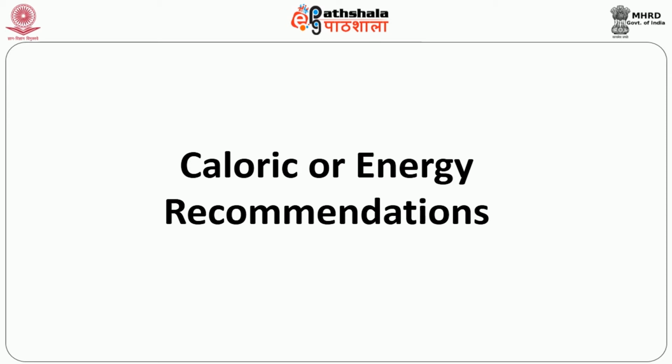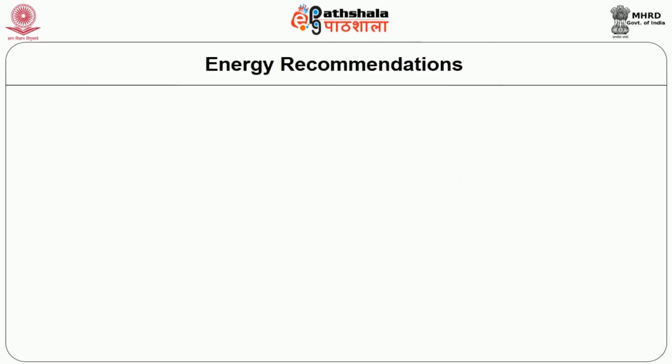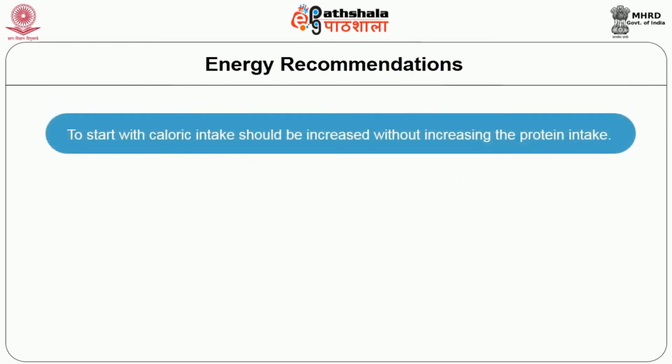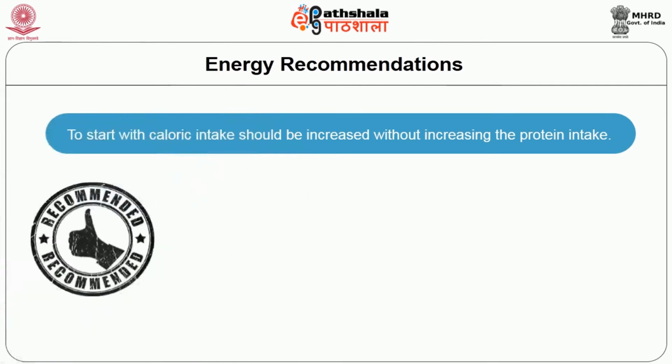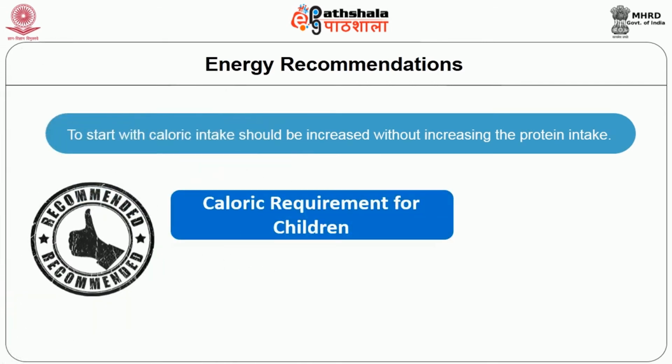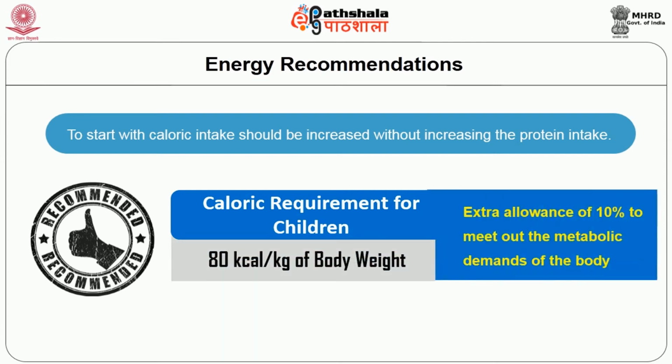Can we now move on to the caloric or energy recommendations? To start with, caloric intake should be increased without increasing the protein intake. The recommended caloric requirement for children is 80 kilocalories per kg of body weight with an extra allowance of 10% to meet the metabolic demand of the body due to infection.